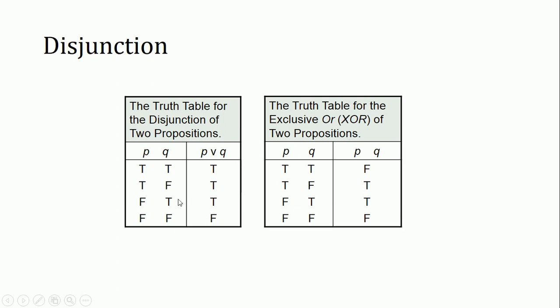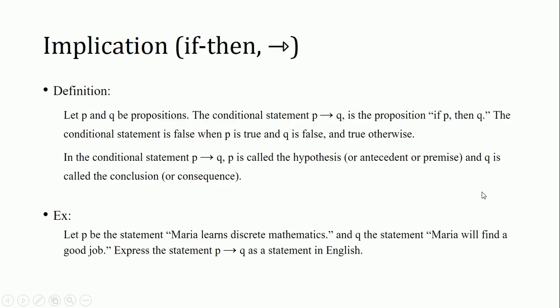So, kung mapansin nyo dito sa inclusive or natin, magiging false lang siya pag false yung P and Q. Meanwhile, dito sa exclusive or, true siya pag isa lang sa kanila ang true. Pag lahat true, false. Pag lahat false, false. Saka lang magiging true yung exclusive or pag isa lang na true. Okay, next. I hope na naintindihan niyo yun.